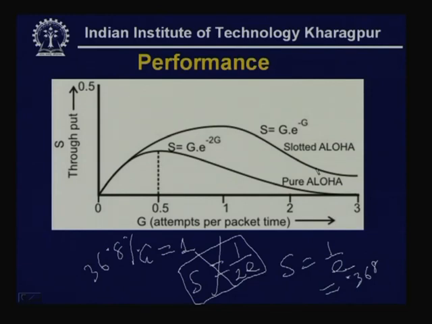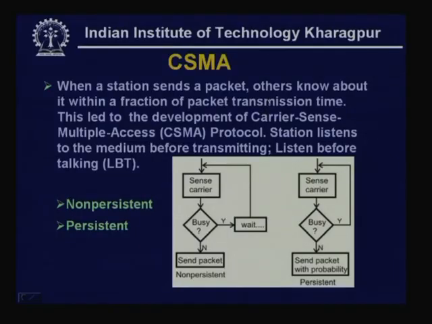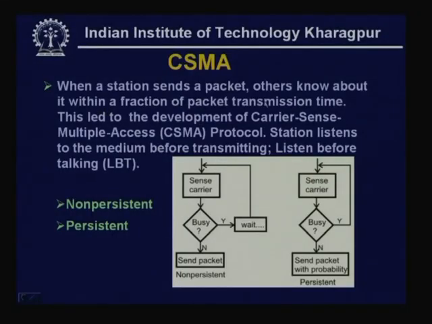Now, let us look at the limitation of this technique. We have seen that when a station sends a packet, others know about it within a fraction of packet transmission time. Usually the packet transmission time is much longer than the propagation time, because these stations are very closely located. But in pure Aloha and slotted Aloha, the medium was not checked before sending the packet. So, if a packet transmission is already going on, a station may still start sending a packet; that is overcome in CSMA. Based on this observation that the other stations come to know about it within a fraction of the packet transmission time, why not monitor the medium?